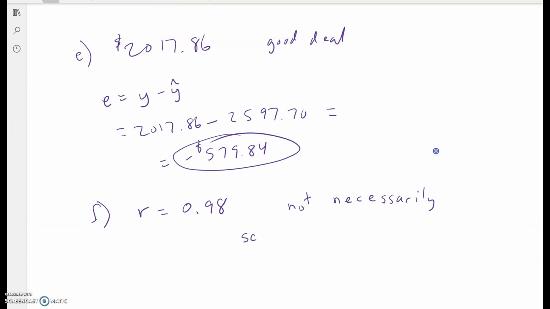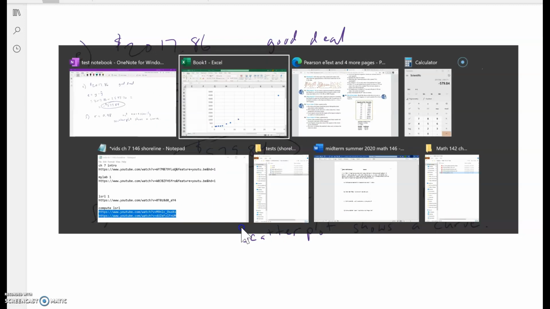The scatter plot shows a curve. Okay, which just goes to show a high correlation does not necessarily mean automatically that your line is going to be straight. You always have to look at the scatter plot to see if it's linear.